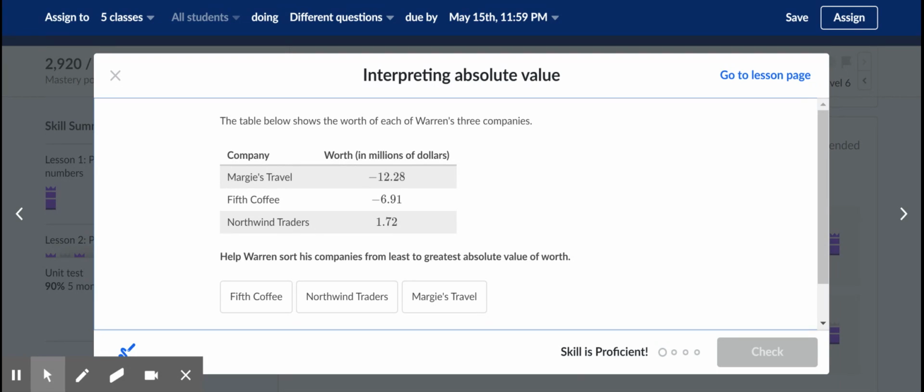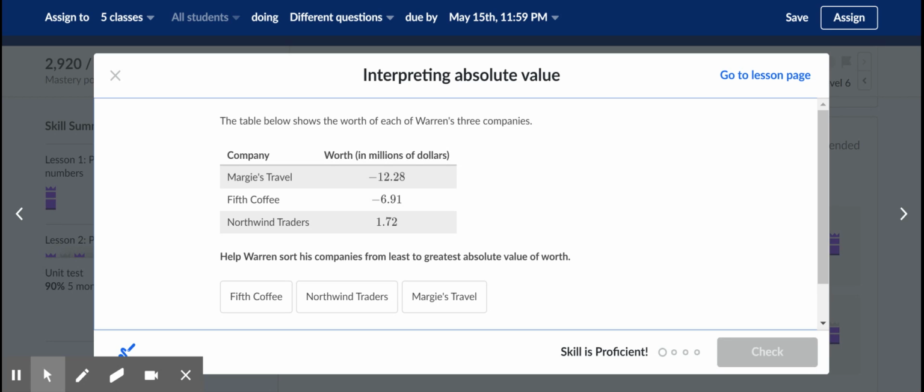So in this table, we see the worth of each of Warren's three companies. Margie's Travel is worth negative 12.28, and that's in millions of dollars. So negative $12.28 million. Fifth Coffee is worth negative $6.91 million, and Northwind Traders would be $1.72 million worth.